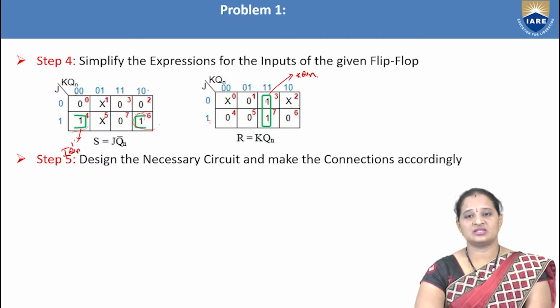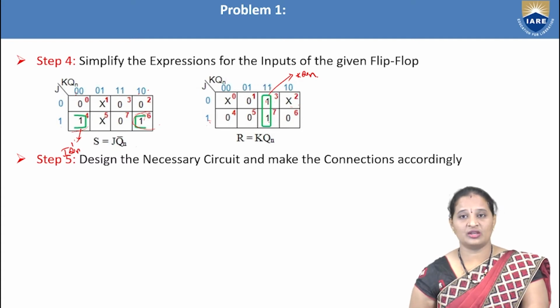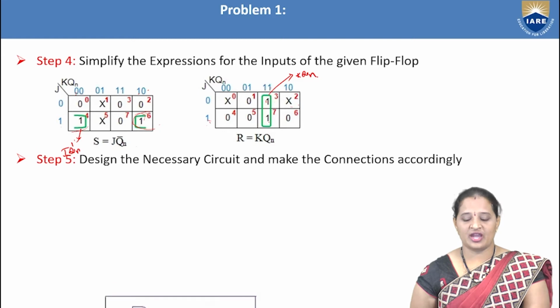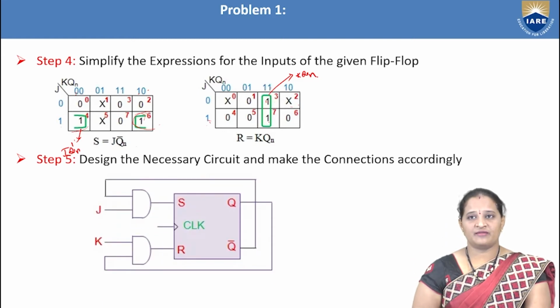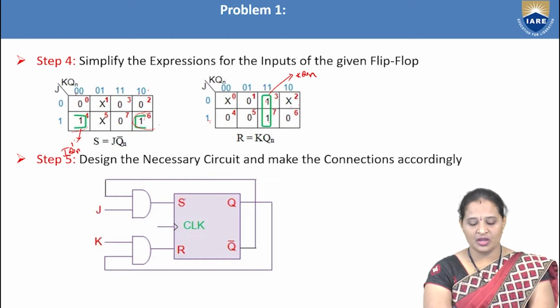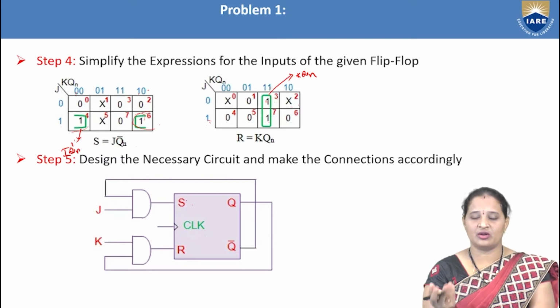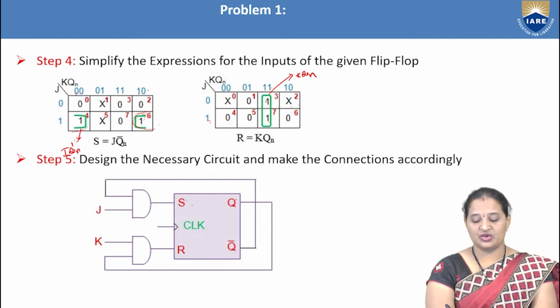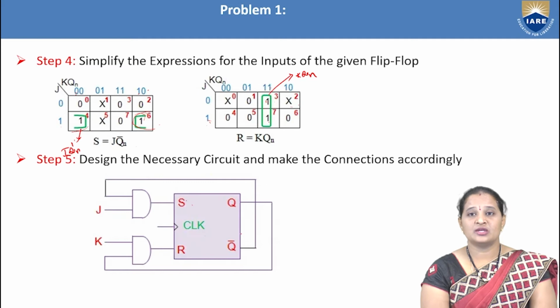We need to draw the necessary circuit and make the connections accordingly so that the conversion can be done. So what is the available flip-flop here? The given flip-flop is SR. So take the SR flip-flop, in which we have three inputs, S, R and the clock. The clock may be either positive edge triggered or negative edge triggered, doesn't matter. Next, Q and Q bar are the outputs here. So I want to implement JK flip-flop from SR flip-flop.